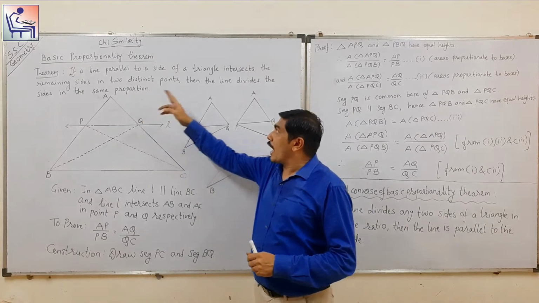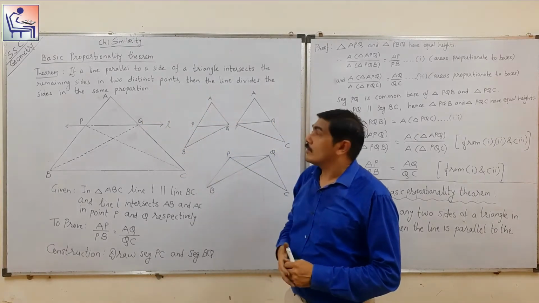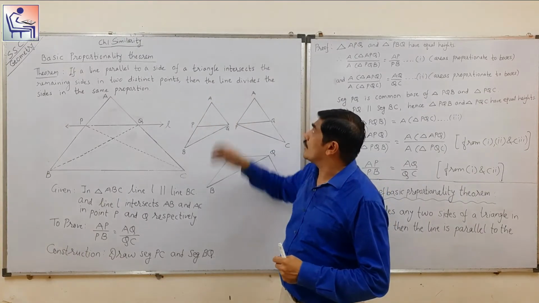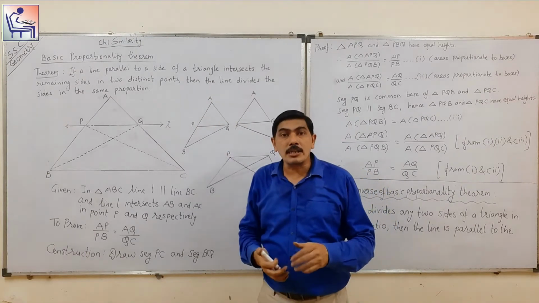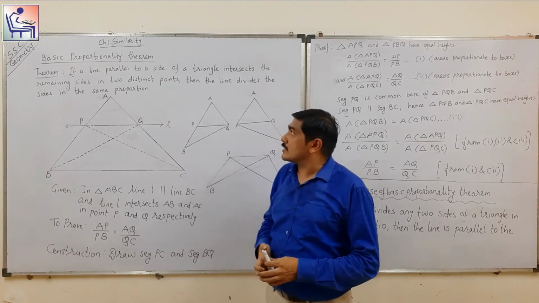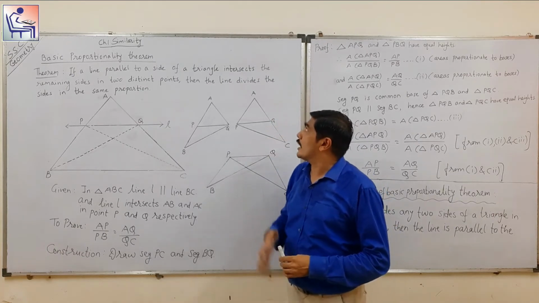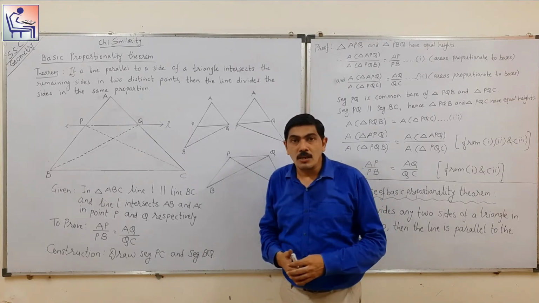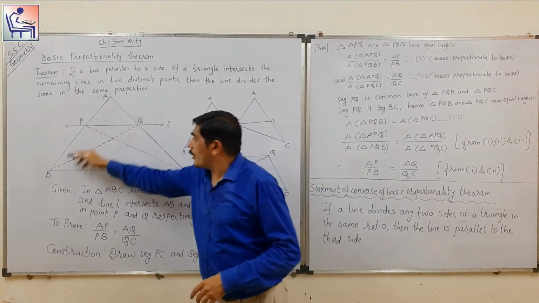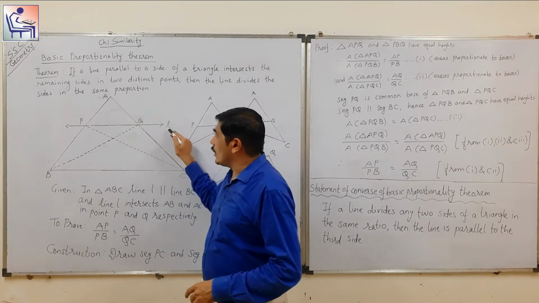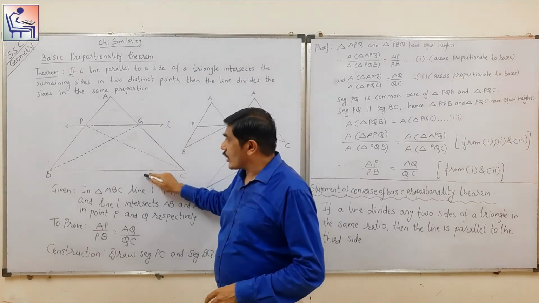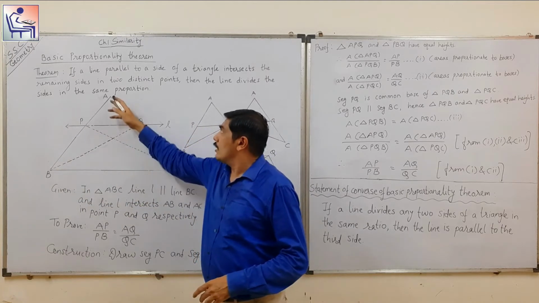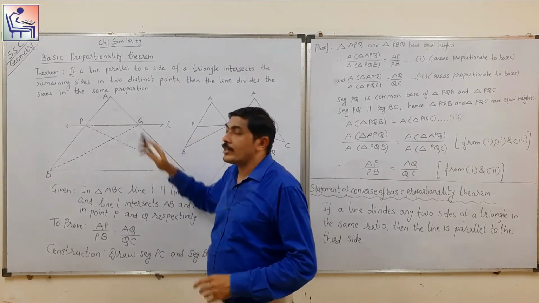We are starting with the theorem: if a line parallel to a side of a triangle intersects the remaining sides in two distinct points, then the line divides the sides in the same proportion. Here you can see in triangle ABC, line L is parallel to side BC and it intersects side AB in point P and AC in point Q.